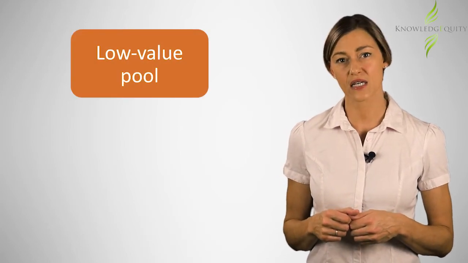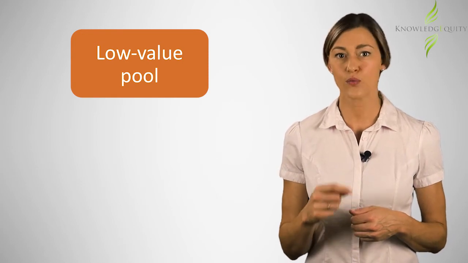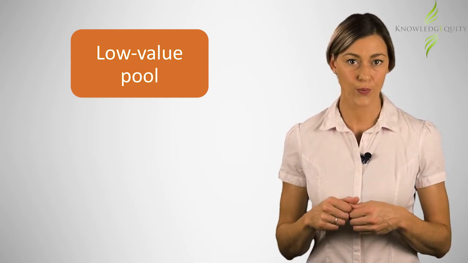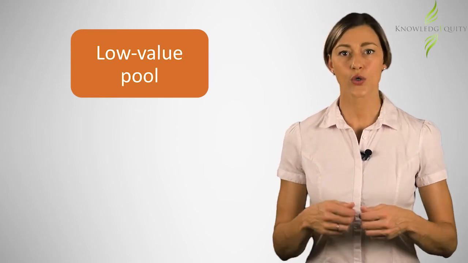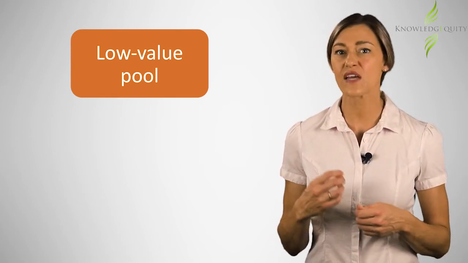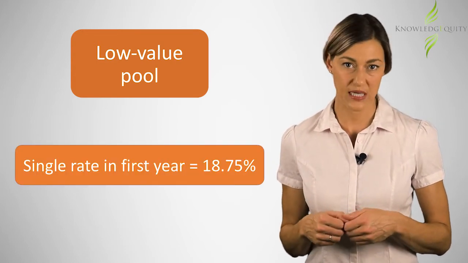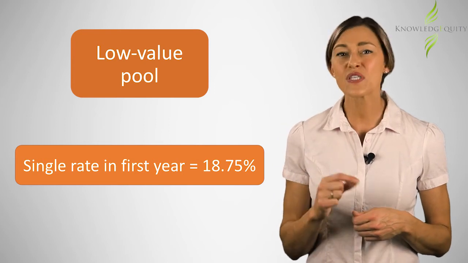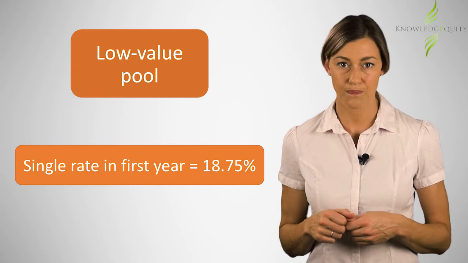A further way that the low-value pool makes calculating the decline in value simpler is the use of a single rate in the first year in which the asset is allocated to the pool. That is the year in which it is first installed. Low-cost assets allocated to the pool receive a reduced rate of 18.75% on their taxable use percentage. This means that there is no need to pro-rata based on the time of year that the asset was installed.